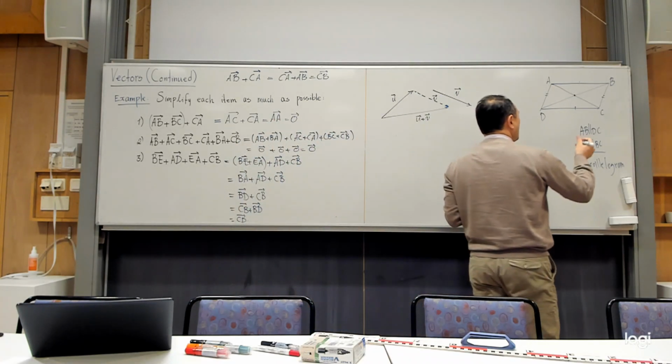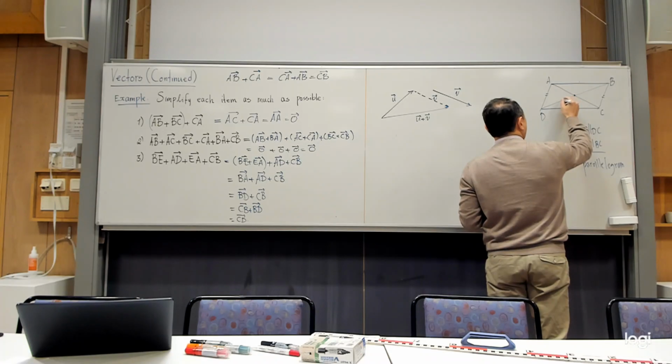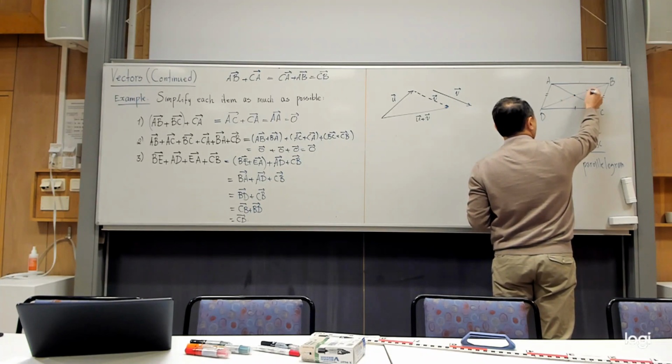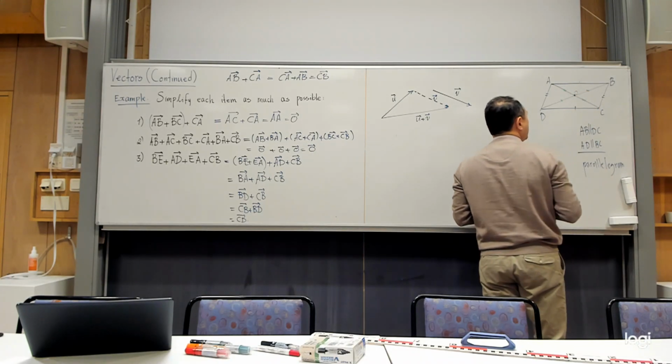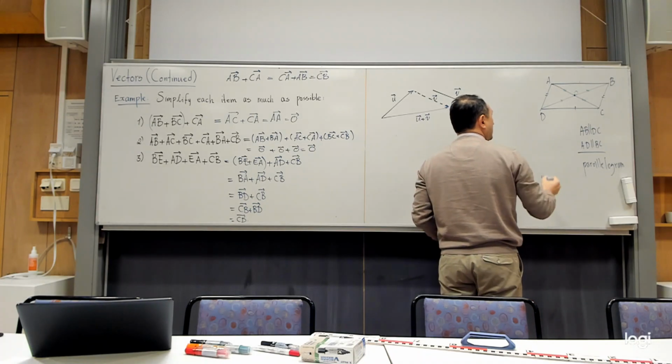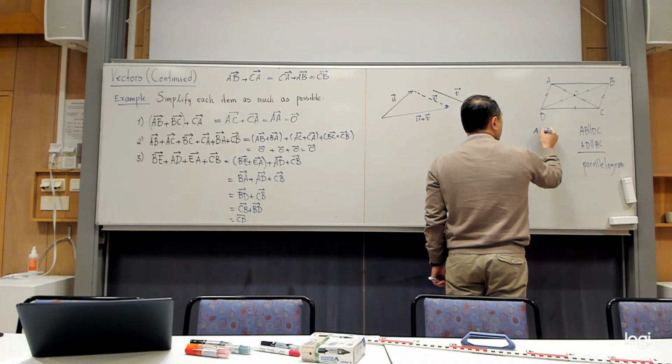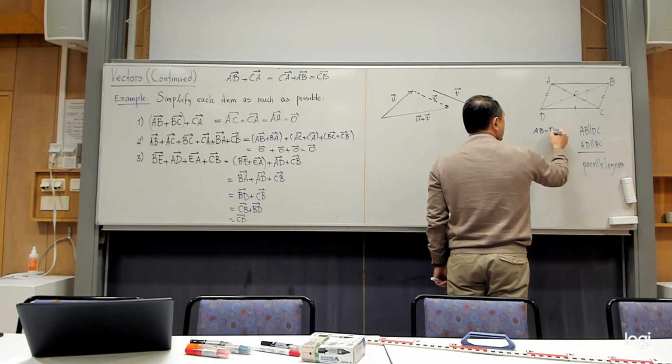But in principle, I want you to know that this one and this one have the same size, and this one and that one have the same size. So if I call this intersection point O, let me write the information. It's important for vectors to know this.